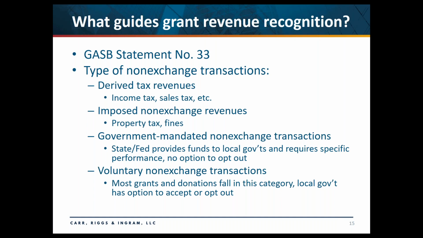It defines these different types of non-exchange transactions, and I'm not going to go into great detail on this because we're really only talking about the bottom one, the voluntary non-exchange transactions. It's where most grants and donations fall, and that's what the CARES Act is defined as for our governments and any entity following GASB who reports under the governmental standards.